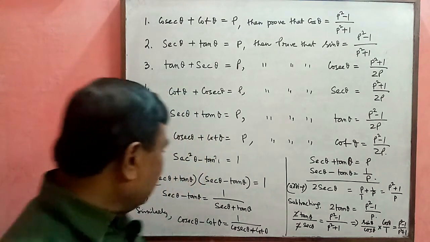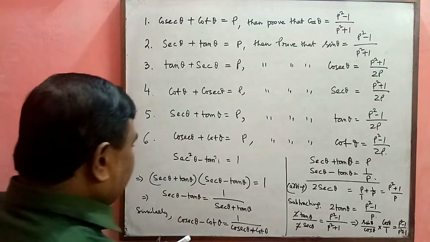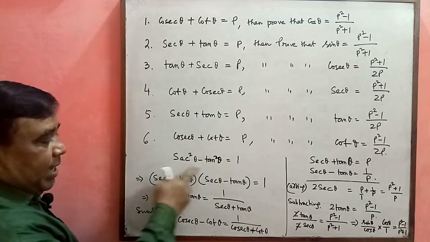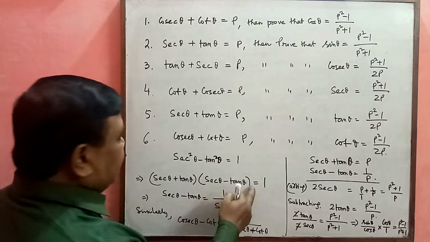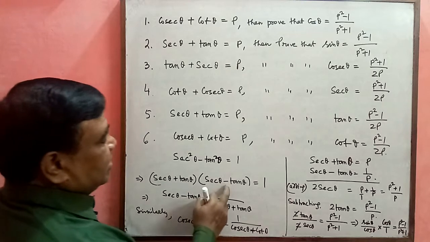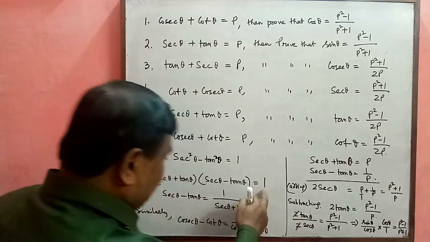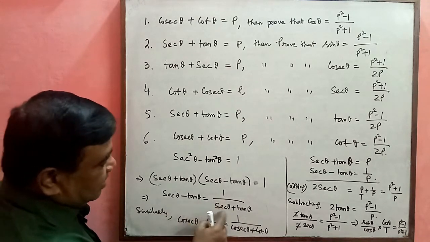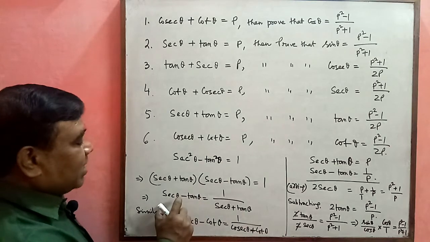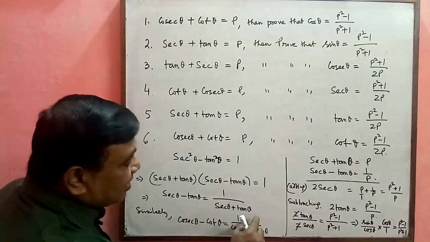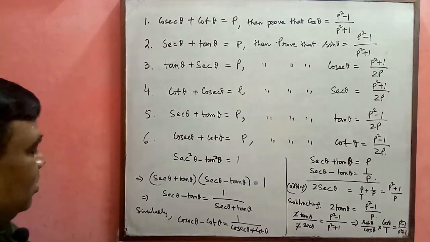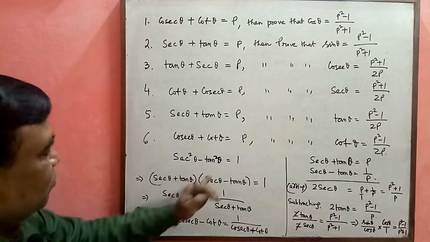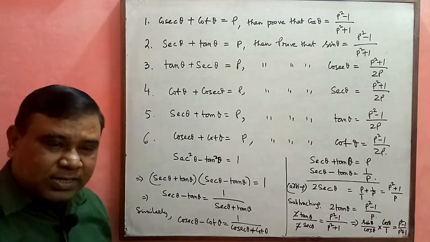How? Let's see. Sec square theta minus tan square theta is equal to 1. We know a square minus b square is a plus b into a minus b, that means sec theta plus tan theta into sec theta minus tan theta is equal to 1. That means they're inversely related. Sec theta minus tan theta is 1 upon sec theta plus tan theta, and sec theta plus tan theta is equal to 1 upon sec theta minus tan theta, vice versa. Similarly, cosec theta and cot theta are also related this way, because here also we have cosec square theta minus cot square theta is equal to 1.